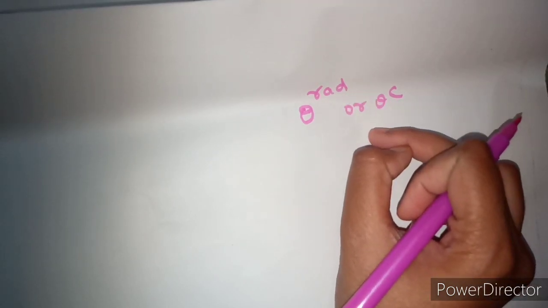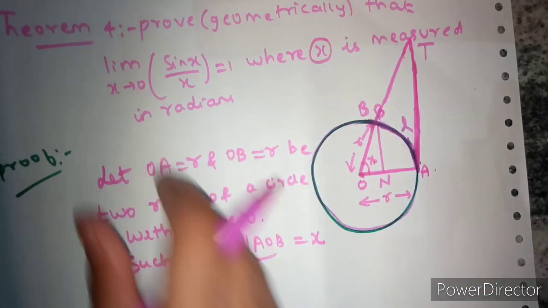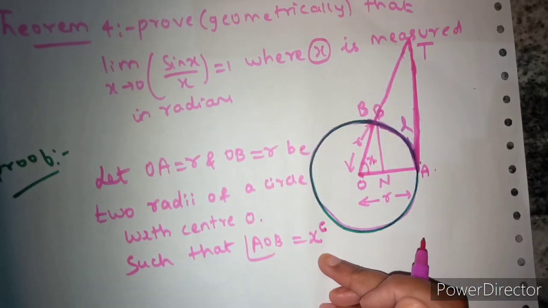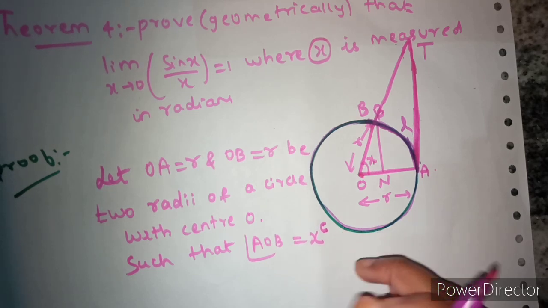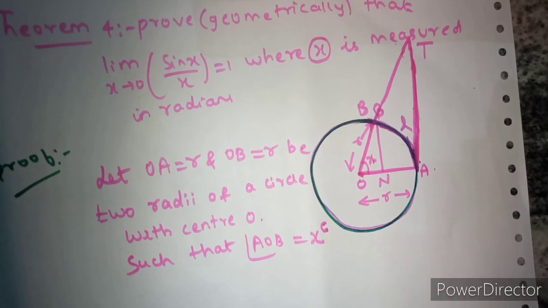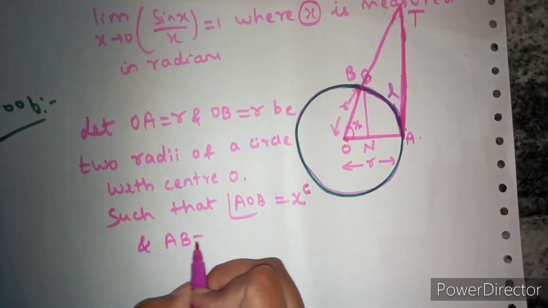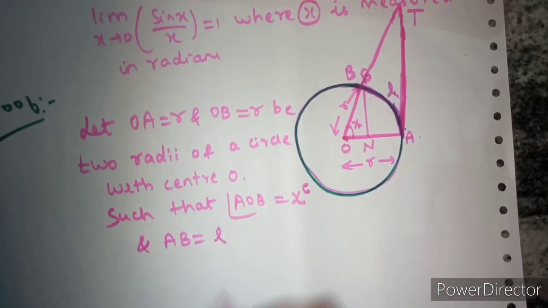Now in the statement they have mentioned that x is in radians, so we will write symbolically as x power c. We can write x power rad also, but I am using x power c. If you want, you can write x power rad also. And AB, what have we taken AB as? We have taken AB as L, so AB is equal to L.